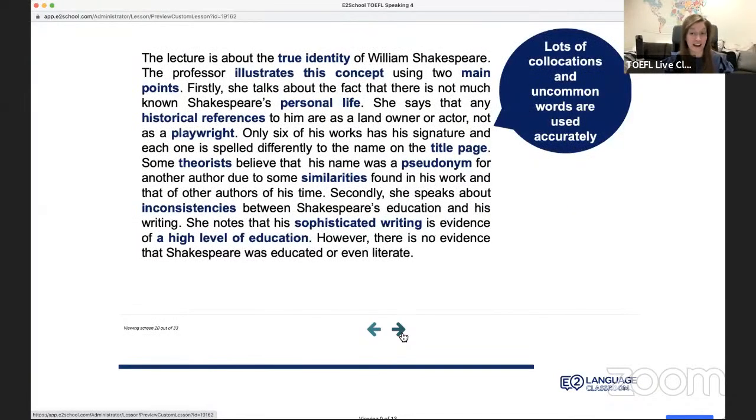And he used lots of collocations, and some uncommon words are used accurately. So this is what bumps it back up to that 4. It might have gone closer to a 3, but it really is kind of on that line. But collocations and uncommon words: true identity, illustrates this concept, main points, personal life, historical references, playwright, title page, theorists, pseudonym, similarities, inconsistencies, sophisticated writing, high level of education. So these are words and collocations, phrases that really amp it back up to that 4.